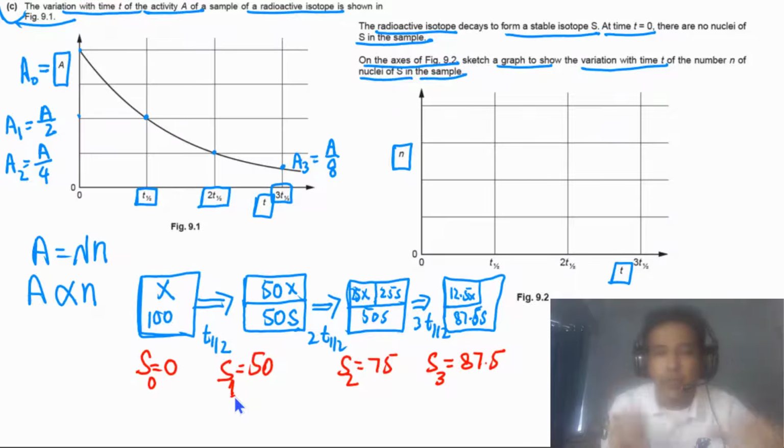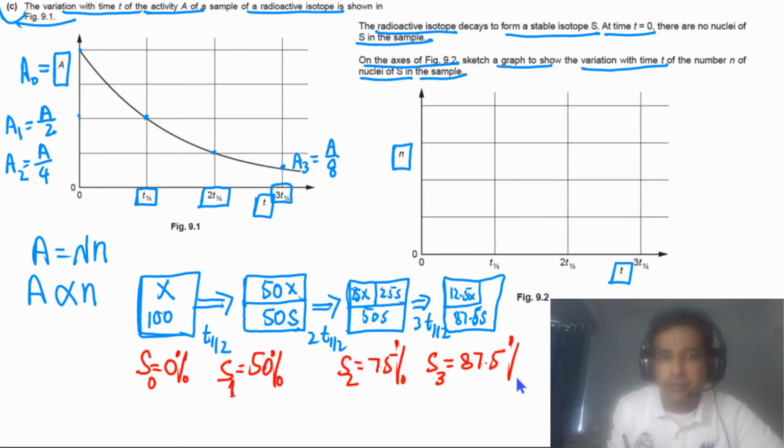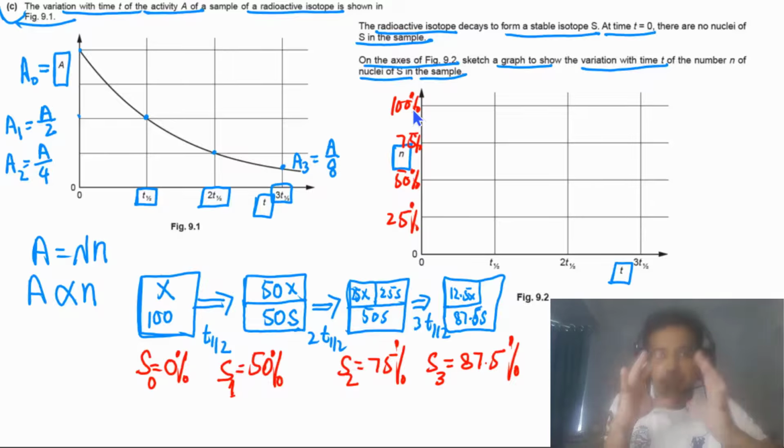But the proper way to represent this is to express it in terms of percentage. So initially we have 0%, then we have 50%, then we have 75%, then we have 87.5% after 3 half-lives. So we can also label here. We have 25% on this axis. Here we will have 50%. Here we will have 75%, and here we will have 100% of the number of nuclei in the sample.